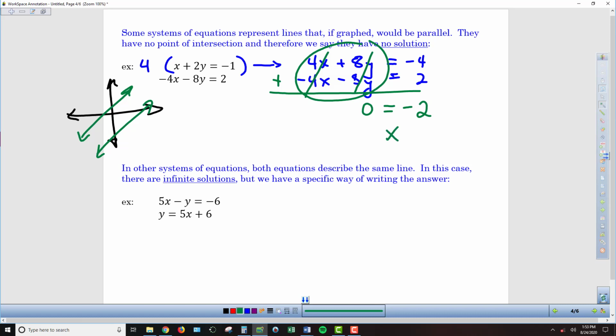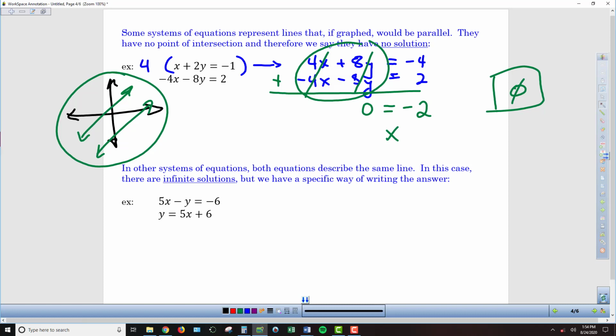And so that is an indication that this system of equations, if we were to graph it, would end up with a couple of parallel lines. And so we say in this circumstance that we have no solution. We just put the 0 with a slash through it. There's no answer. There's no point of intersection between these two lines.